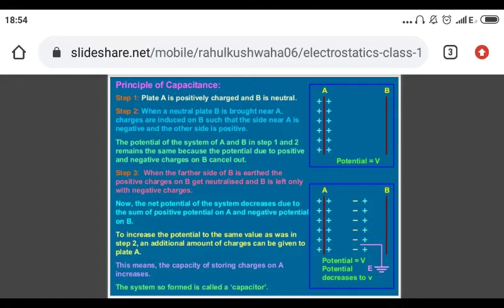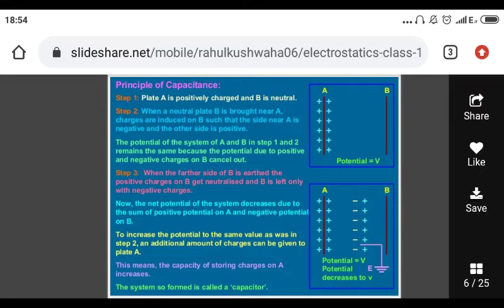what will happen? The side of B nearest to A becomes negative and the opposite side becomes positive, as you can see in the second figure down here. Remember one thing, each plate has two faces, one which is toward the positive plate A, and the other side of plate B. So the one which is toward A gets negatively charged, charge induced.